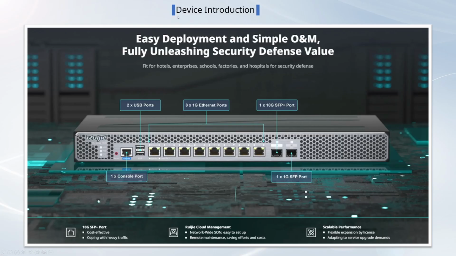Okay. Let me just give a quick introduction on the firewall itself. So this is the front of the firewall. As you can see, you have 8 1 gig Ethernet ports, 2 USB ports, a console port for management, and 1 10 gig SFP port and 1 gig SFP port. Note the firewall also has a hard drive to store logs, and it features all of the RG Cloud features as well, like the SON and remote access to the firewall through the RG Cloud, as well as access to the SD-WAN.